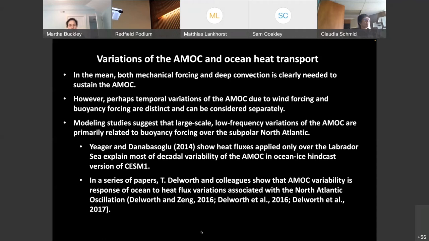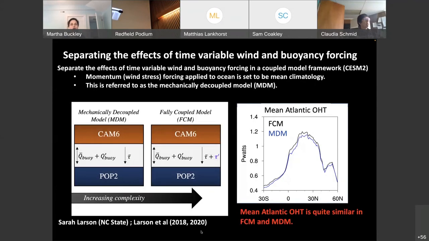Also in a series of papers, Tom Delworth and colleagues showed that AMOC variability is the response of the ocean to heat flux variations associated with the North Atlantic Oscillation. Okay. So this gives us motivation to consider separately the effects of time variable wind and buoyancy forcing on the AMOC. And this is work by Sarah Larson at North Carolina State and her postdoc Kay McMonigal. Okay, so what they did is they separated the effects of time variable wind and buoyancy forcing in a coupled model framework, CESM2.